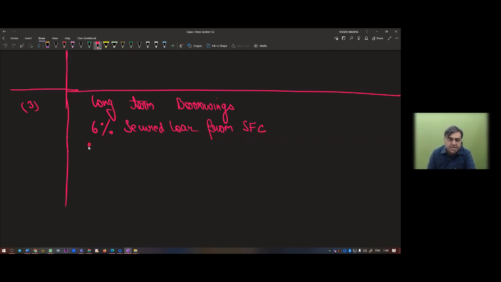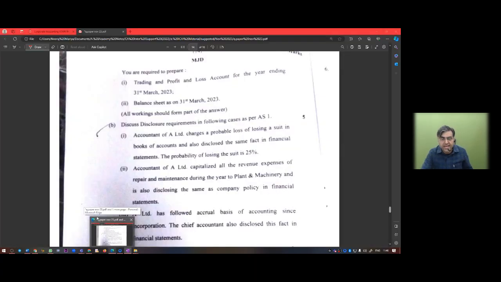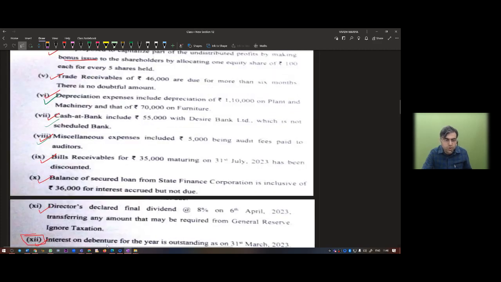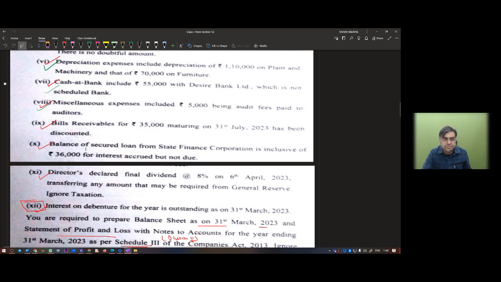that is secured by charge on plant and machinery, and the value will be... wait guys, you still need to wait. They say the balance of secured loan is inclusive of 36,000. Balance of secured loans includes 36,000 for interest accrued but not due.